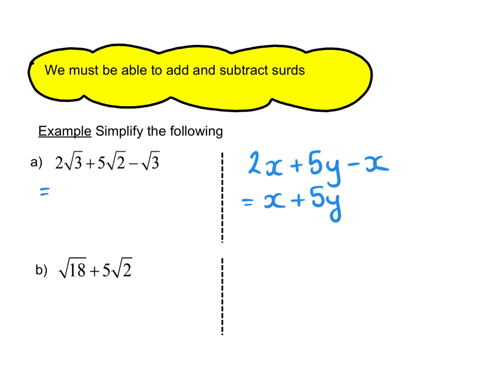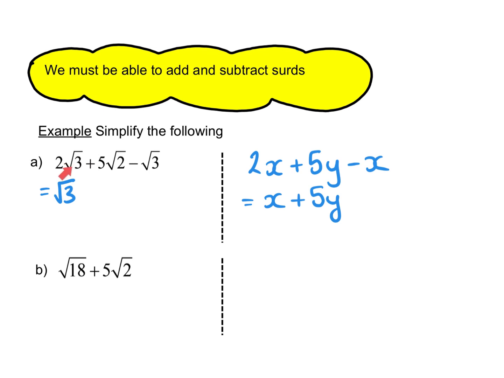Okay, so let's go through this one as quickly as we can. First of all, I'm going to have a quick scan of it. I've got root 3's, root 2's and root 3's. So I'm going to simplify the root 3's first. I've got 2 root 3's here, take away 1 root 3 here, which is going to leave me with just 1 root 3. So I'm just going to write that as root 3.